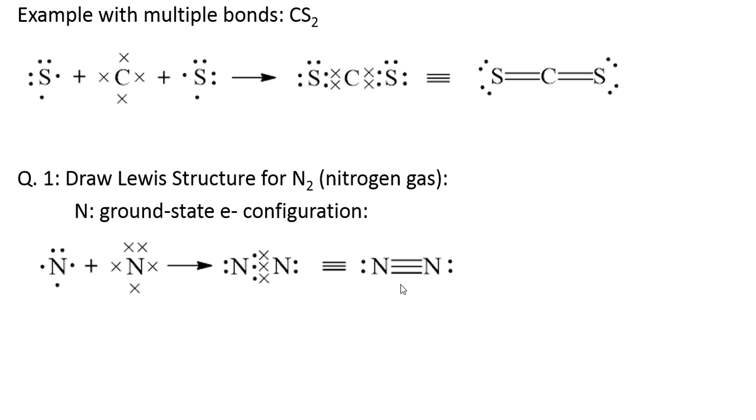Now, the reason why nitrogen has got 5 valence electrons is because of its ground state electron configuration. Its condensed version is helium, 2s2, 2p3. The 2 electrons in the s orbital and the 3 electrons in the p orbital are those 5 valence electrons shown here in this example.